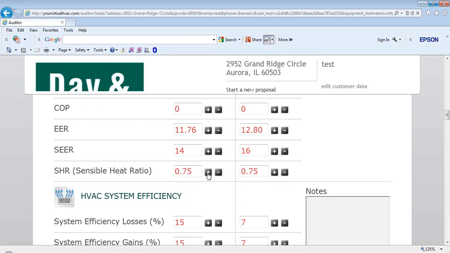Default sensible heat ratio, 0.75. We already saw from my load calc it's probably something slightly different, so let's just say 0.78. I don't remember what it was. We'll do that.